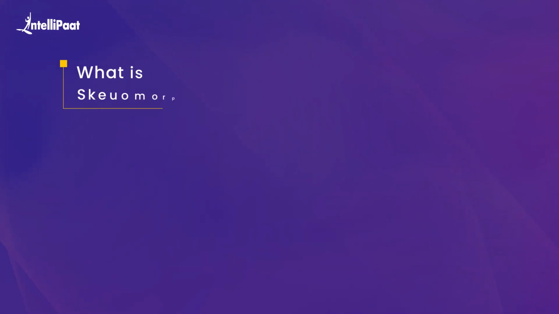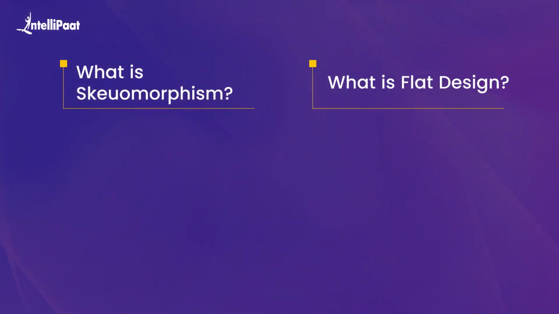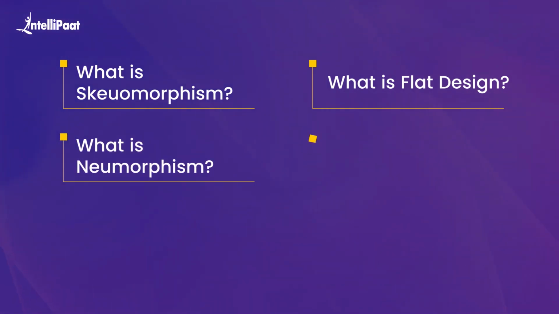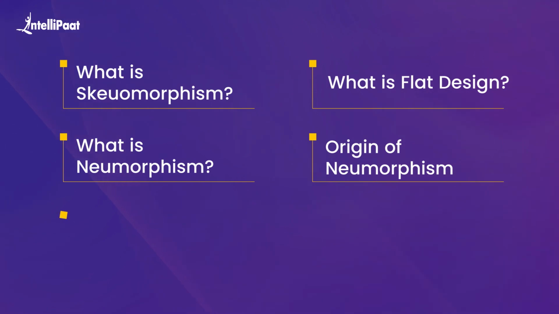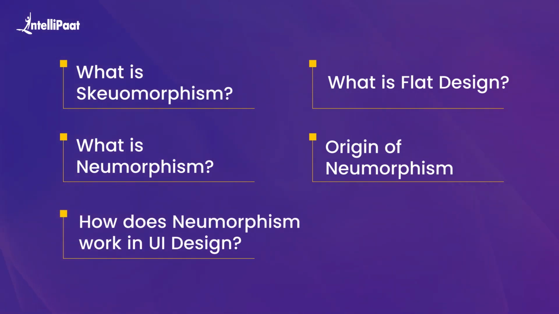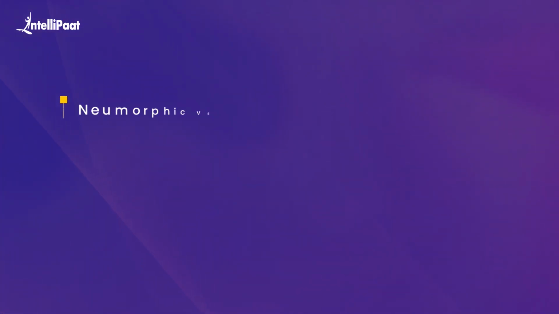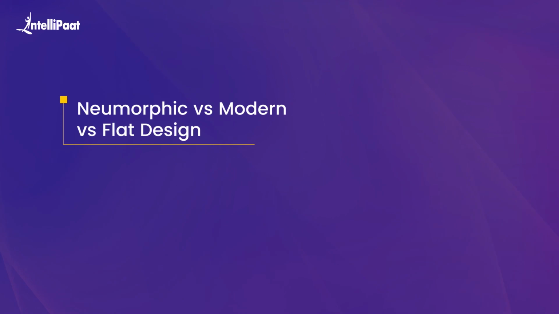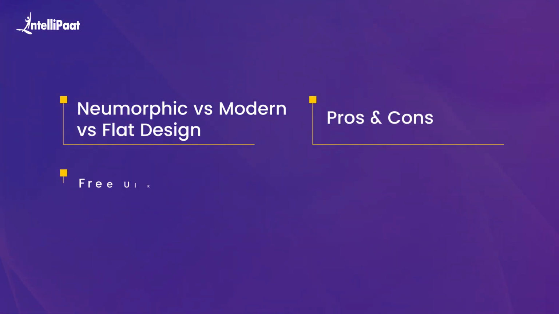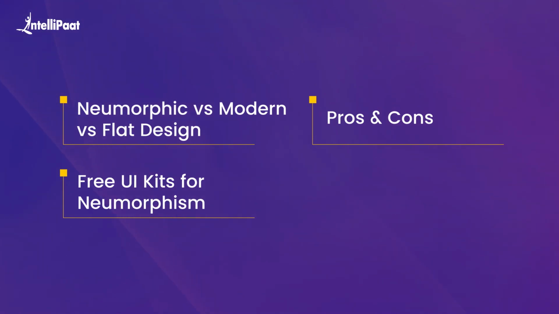Firstly, to get some context about neomorphism, we will understand what is skeuomorphism and what is flat design. Moving on, we will learn about what is neomorphism and then the origins of neomorphism. And how does neomorphism work in UI design? We will then take a look at a few neomorphic UI elements, and as we move forward, we will understand the difference between neomorphic design, modern design and flat design. Then comes the pros and the cons, after which we will take a look at a few free UI kits for neomorphism and lastly, a conclusion.